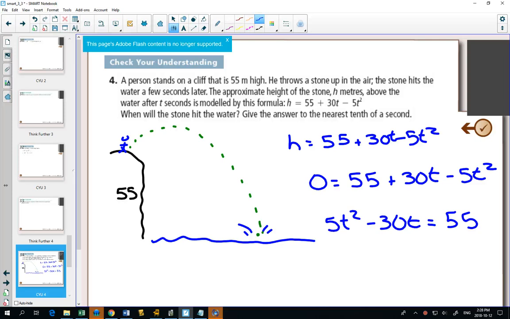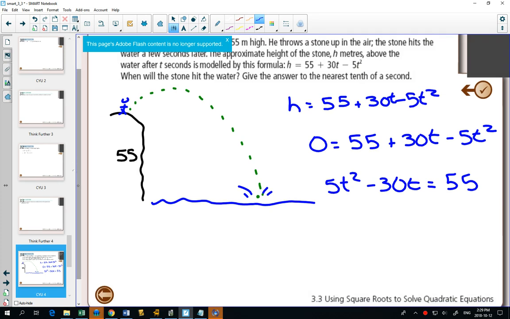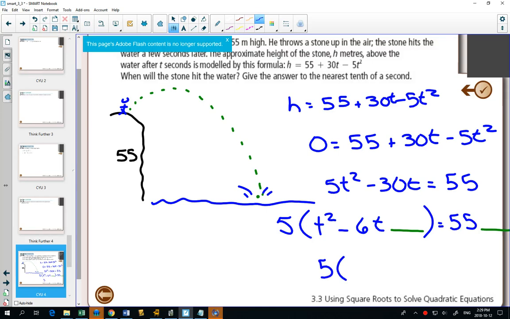First of all, whenever we have a coefficient in front of the numbers, we factor it out. So if I factor out the 5, I'm going to get t squared minus 6t. And after factoring it out, we can leave a space there and a space over here. This middle number, the minus 6t, is going to tell you what needs to go in here. What number has to be in here? If I'm going to square this to get minus 6, this has to be a 3.